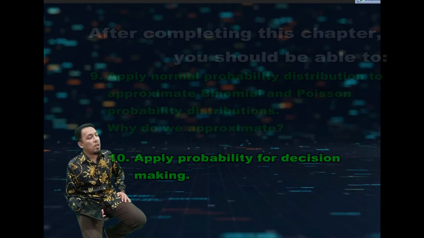And the last learning objective, of course, is that we hope you will be able to apply probability for decision making. So that is the learning objective and also the chapter outline for this chapter. We're going to see later and talk more on the next subtopic.